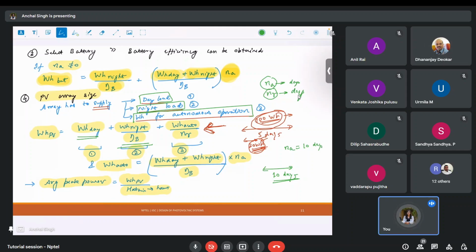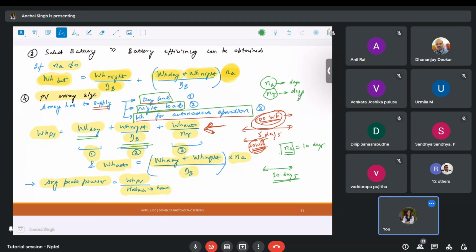No, this is NA. For 10 days, I don't have the solar energy. Autonomy means the solar panel won't help. Solar panel will be completely inactive, not able to generate because of very cloudy weather, sunlight is simply not there. When solar PV is not able to generate, we call it autonomous operation. That means complete electrical energy has to be supplied by the battery bank. So that is called NA.